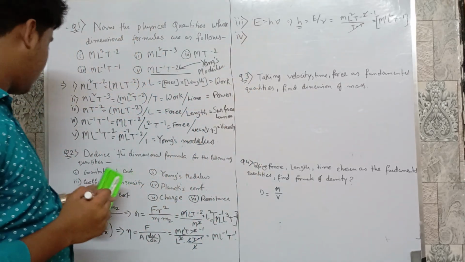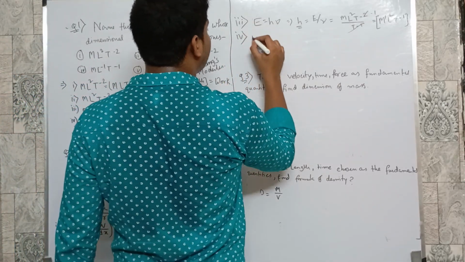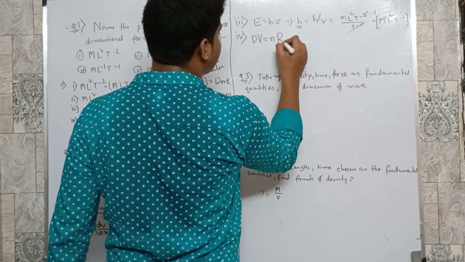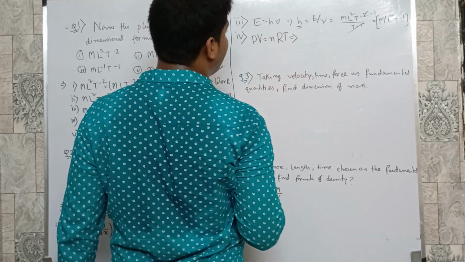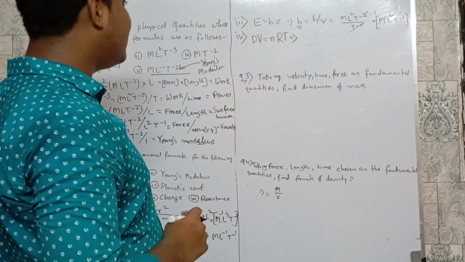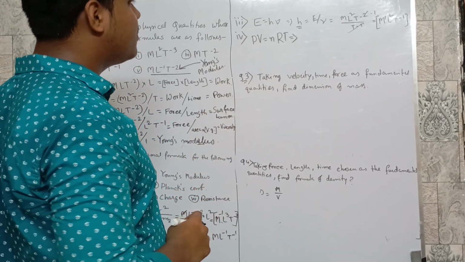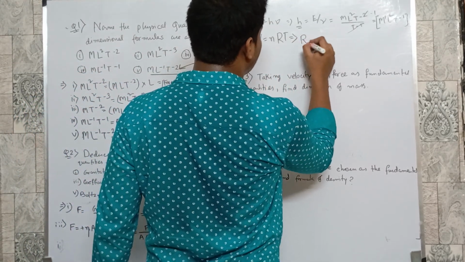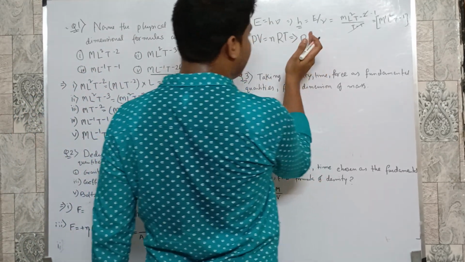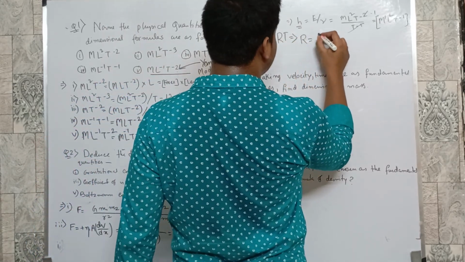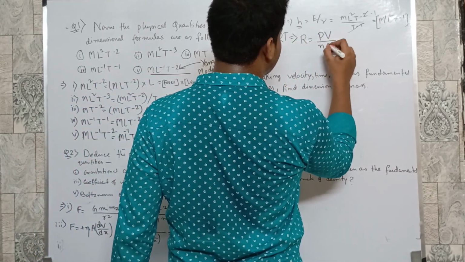Fourth is the Boltzmann constant. Now we know the real gas equation is PV equals nRT. No, it is actually the ideal gas equation. The real gas equation is represented by the van der Waals equation. So R is the gas constant here. Take R on the left side and all the other quantities on the other side, so it becomes PV by nT.